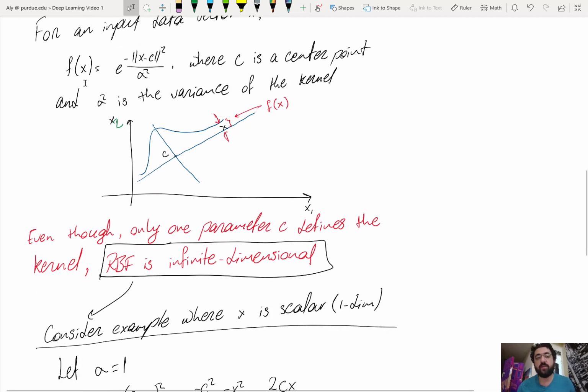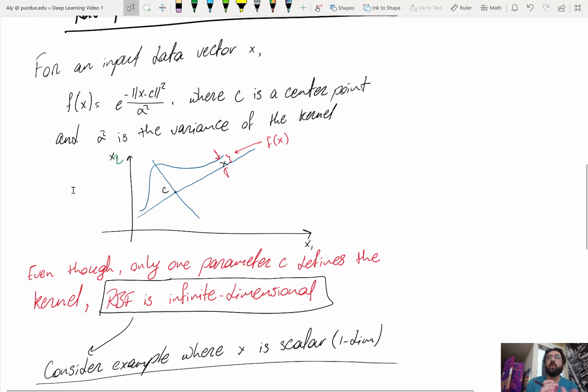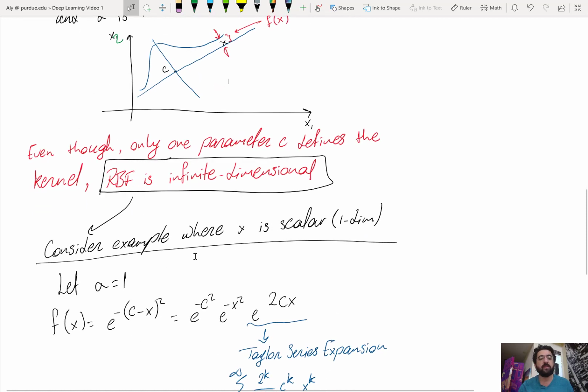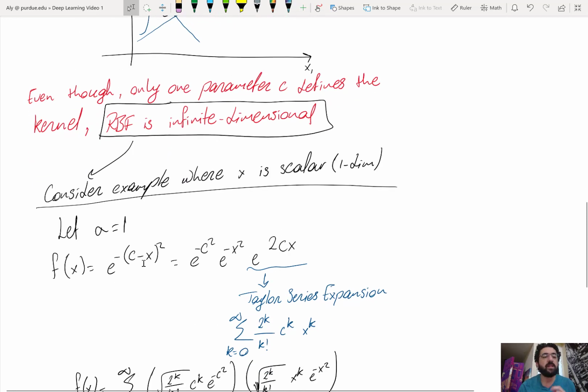Now, the value of f of x is defined by how far x is from the center C. This function has only one parameter, which is the center point C, right? So even though this function has only one parameter C, it's actually infinite dimensional, even if x was one dimensional. Even if x lies on a single line, x is just a scalar value, this RBF function is infinite dimensional. Now let's see how that is true.